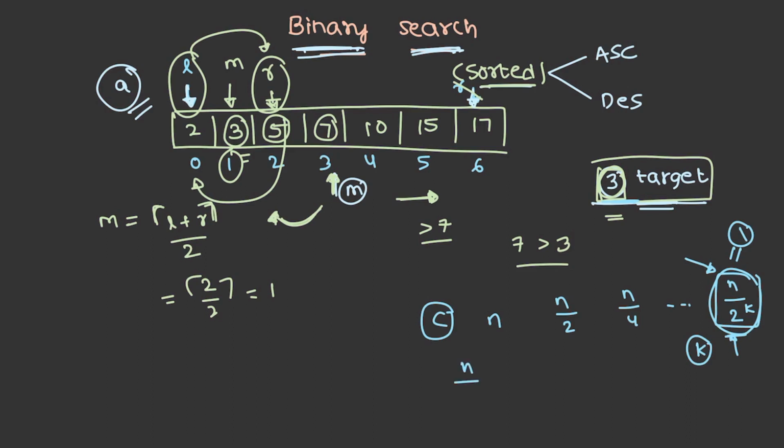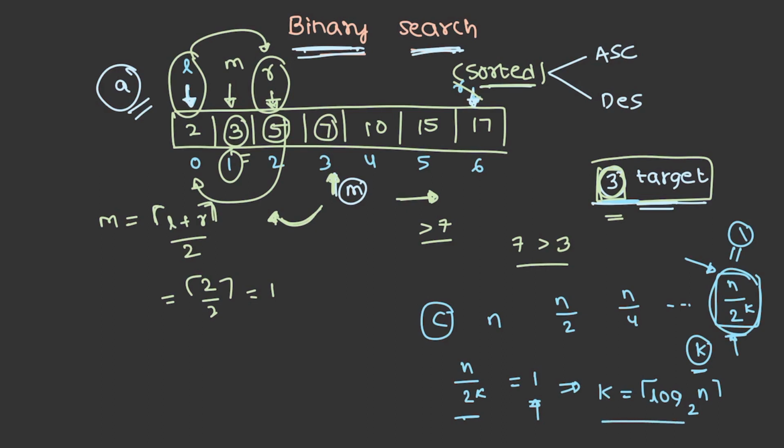In that case, n by 2 power k is equal to 1. These are the number of elements. When it becomes only one element, we'll stop the process after k steps. If you observe, k in this case can be log n to the base 2. As it counts steps, I am taking the ceil of it.